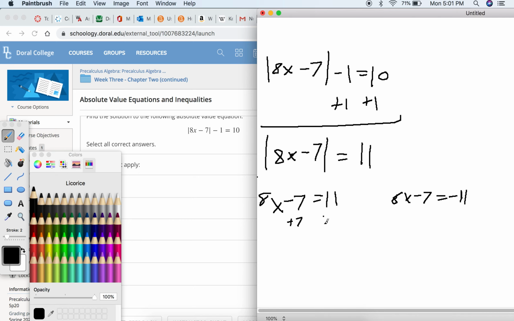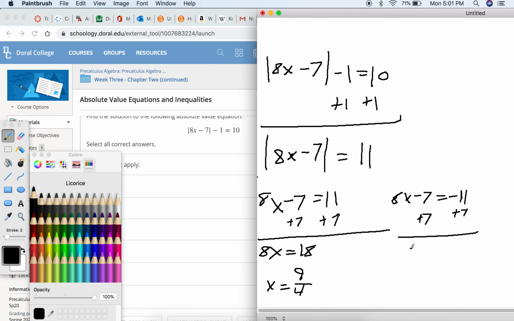Okay, so we can add 7 to both sides. So 8x equals 18, and then that means x is going to be 9 over 4 when you simplify. Divide 8 from both sides. And then over here, do the same thing, add 7 to both sides, so 8x is negative 4, which means x is negative 1/2.